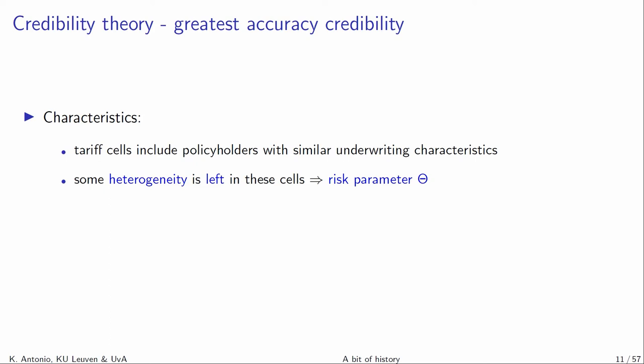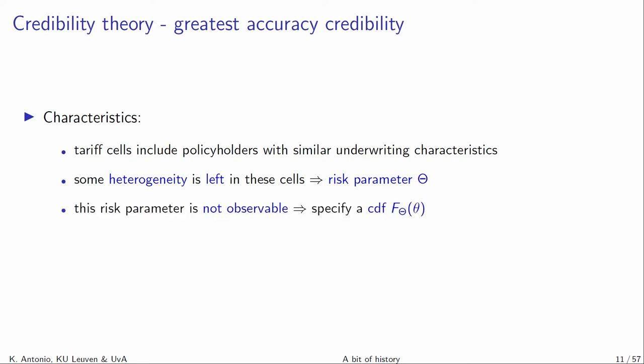But what we're going to do now is assume that even though we made such a tariff table, there is still some heterogeneity left in these cells. Think again about the example we gave. Leni and Arne can belong to the same tariff cell, but still there are differences between the two of them, things we cannot capture in an observable characteristic. We're going to introduce a random variable, theta, or a risk parameter, or a latent variable, or a random effect, in order to reveal this heterogeneity to us, by looking at the posterior distribution of this theta given the history of claims reported by Leni, by Arne. So Leni will get such a parameter, Arne will get a parameter, and we're going to see how the posterior distribution of that parameter reveals this to us.